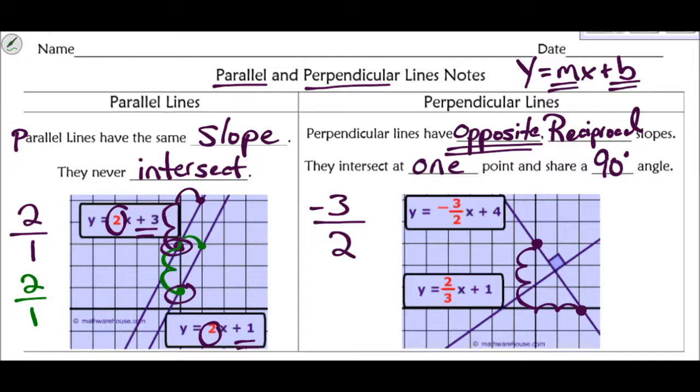For the second line, the positive slope, I'm going to use that one and this one. This is going up 1, 2 spaces, and then over 1, 2, 3. Up 2, over 3. The fraction flipped upside down, and it lost its negative sign.